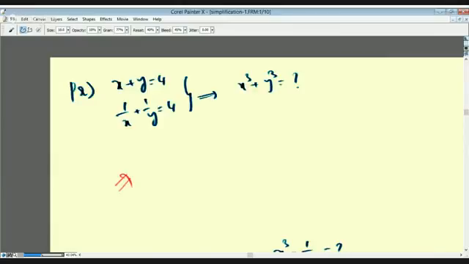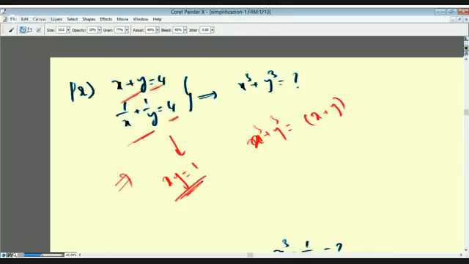Whenever x plus y is equal to 4 and 1 by x plus 1 by y is equal to 4, from these two things you can directly infer that xy is equal to 1. Straight away, xy is equal to 1. Then what is x cube plus y cube? As I said, those formulas were very important. x cube plus y cube is nothing but x plus y whole cube minus 3xy into x plus y.